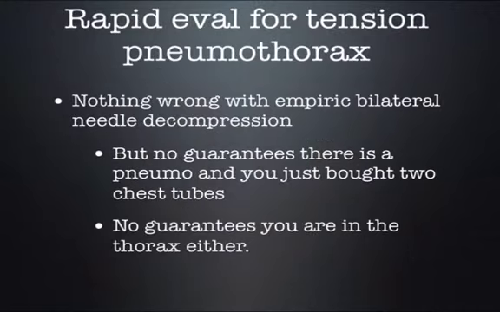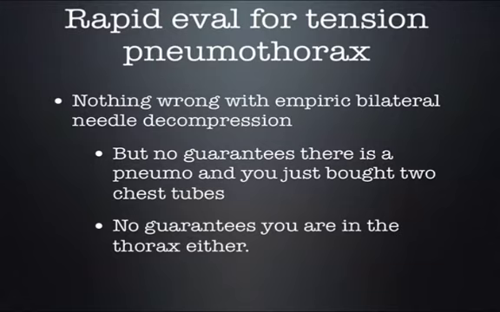If you notice that you're having trouble getting a good image of the heart and the clinical scenario fits, you should have a high index of suspicion for pneumothorax. Now, there's nothing wrong with empiric bilateral needle decompression when the clinical scenario strongly suggests tension pneumothorax. But still, there's no guarantee that there's a pneumothorax. But one thing you can guarantee is if you do a needle decompression, then you need to follow that up with chest tubes.